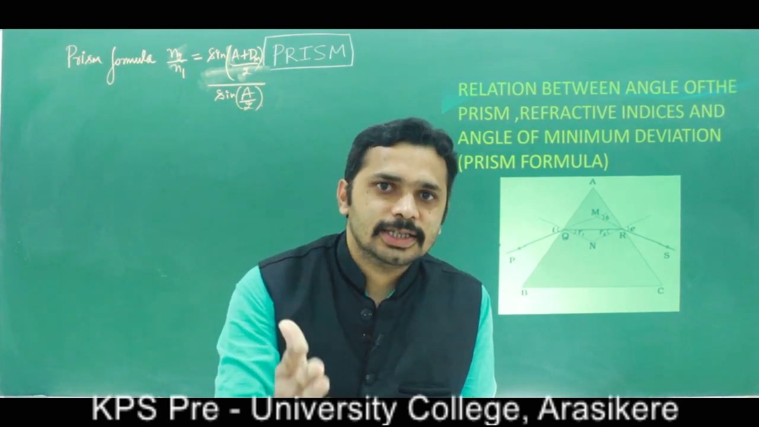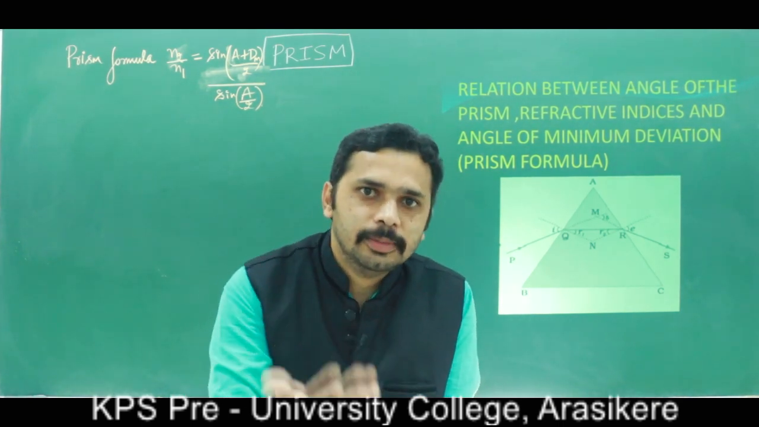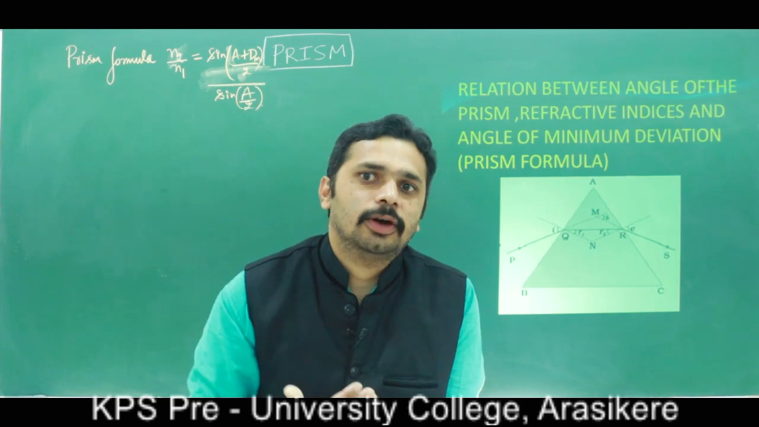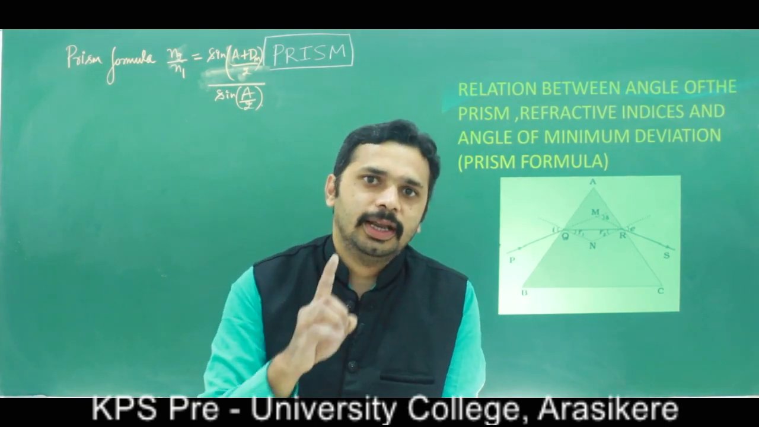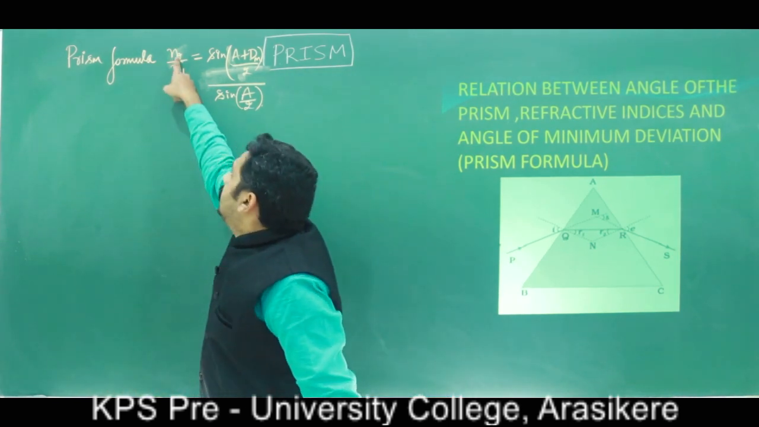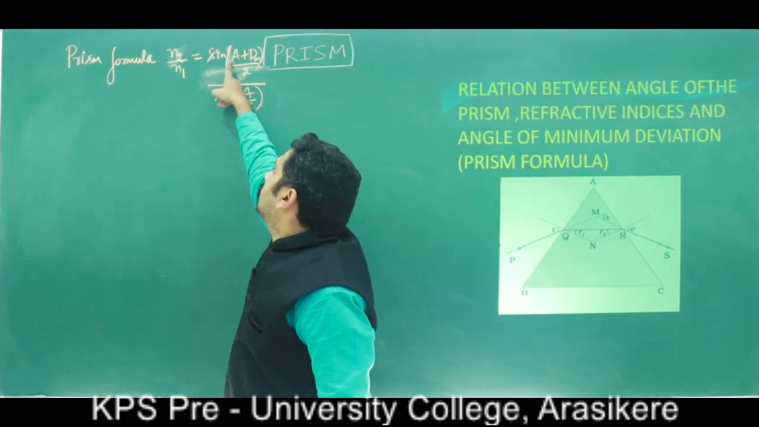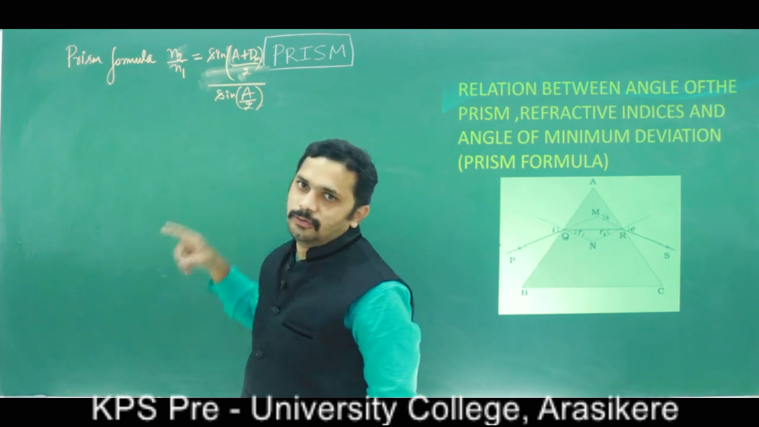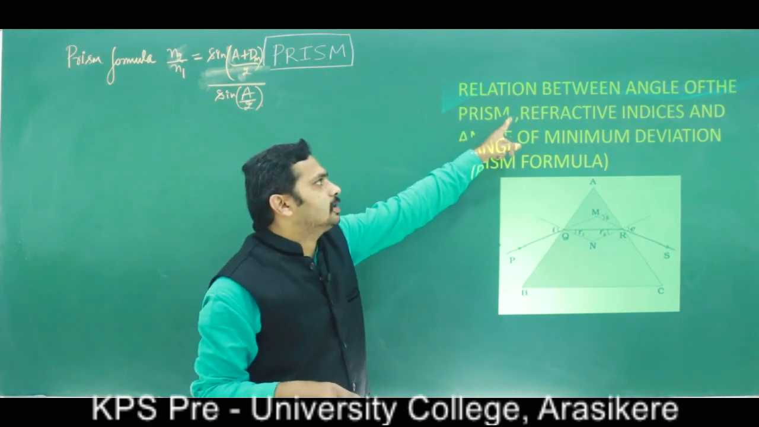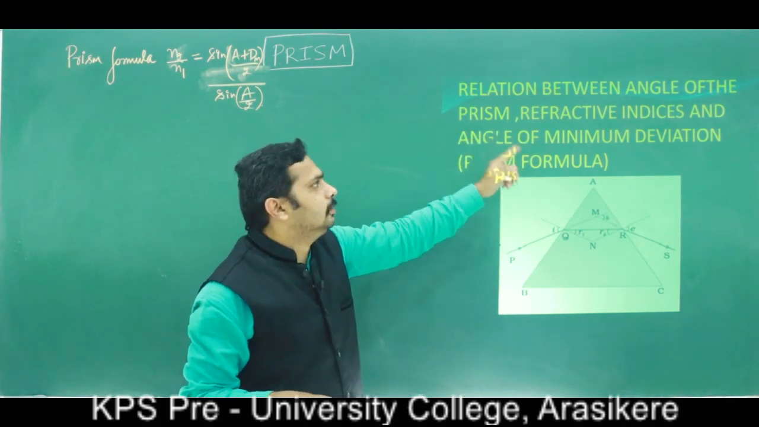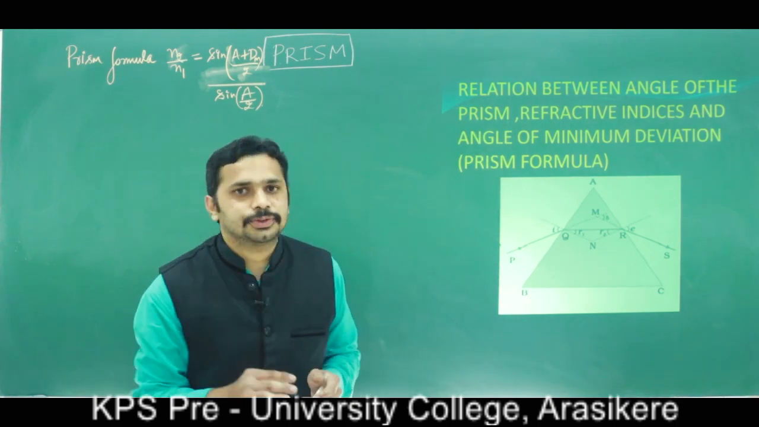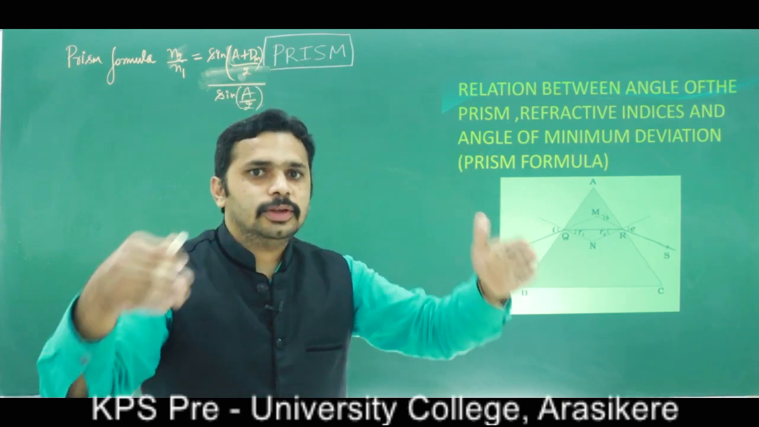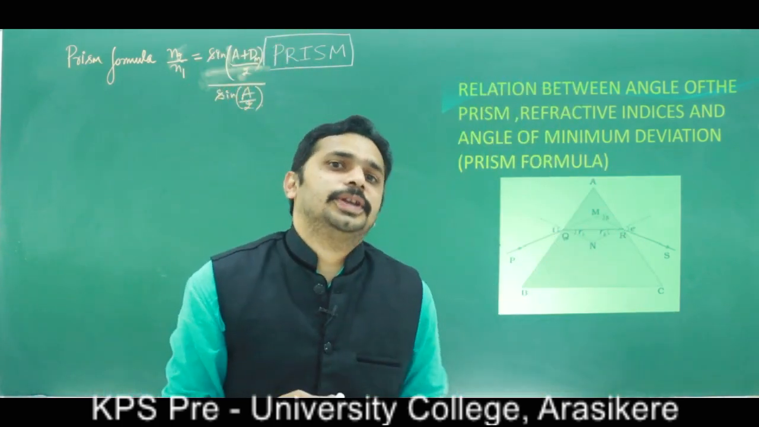For lens there is the lens equation or lens formula, for mirror there is the mirror equation or mirror formula. Similarly for prism a formula is there. In main examination, derive n2 by n1 is equal to sine of (A plus Dm) by 2 by sine of A by 2, or derive the relation between angle of the prism, refractive indices and angle of minimum deviation. 5 marks question. Here to derive this I am using triangular prism.